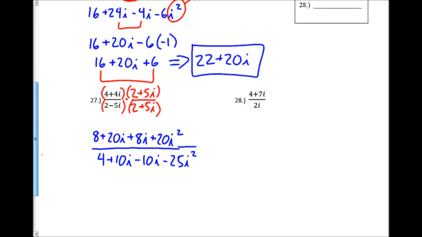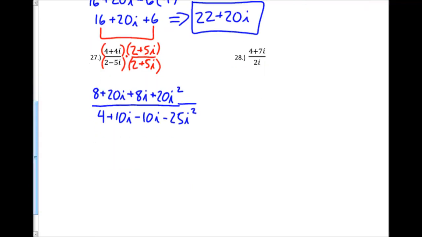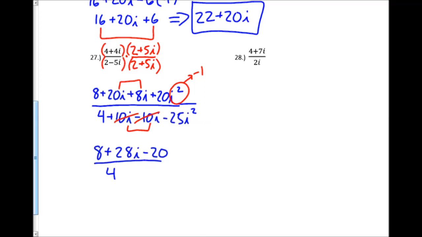And now I deal with these powers of i. I start simplifying. In the numerator and denominator, I can combine like terms. That gives me an 8 plus 28i. And then right here, keep in mind that i squared is a negative 1, which means if I have 20 times a negative 1, it becomes a negative 20. Okay? It's the same thing in the denominator. I combine these like terms. They just cancel out, which is awesome. I've got 4, and then right here, i squared is a negative 1, which means I have negative 25 times a negative 1, which is a plus 25.